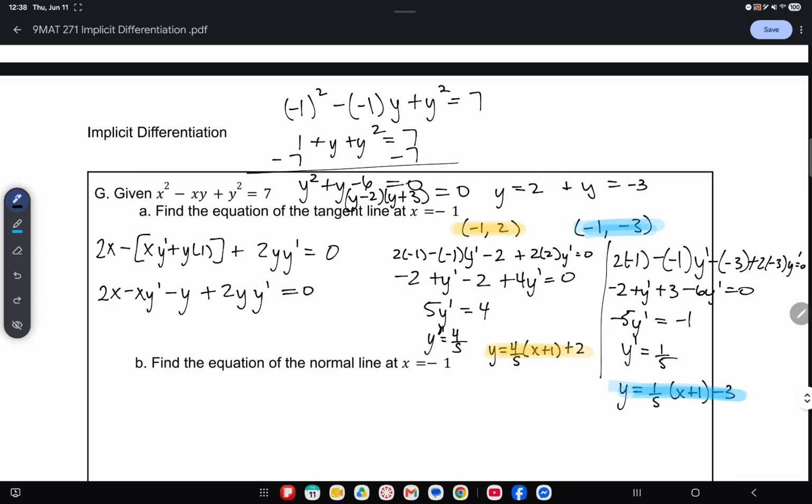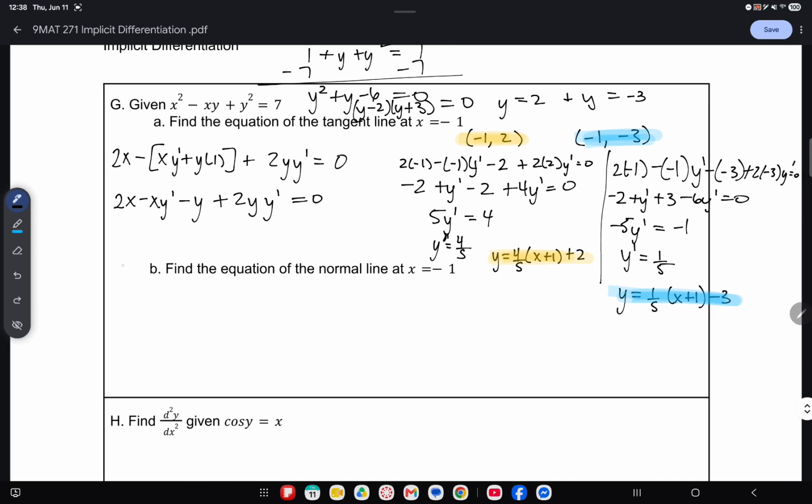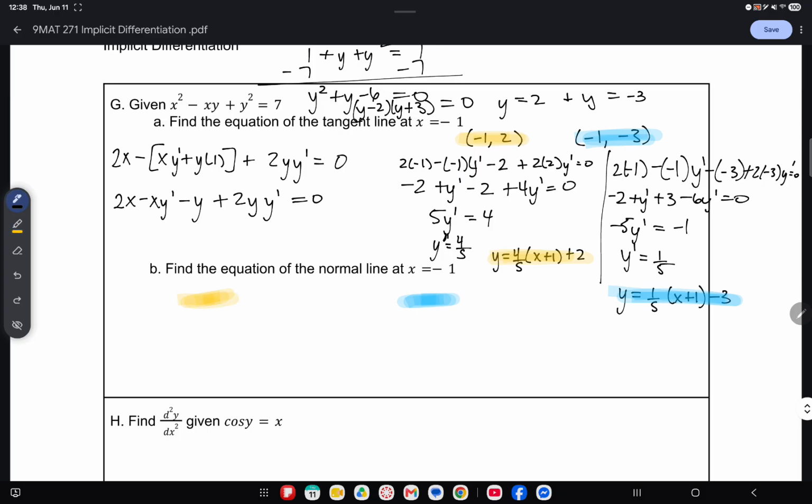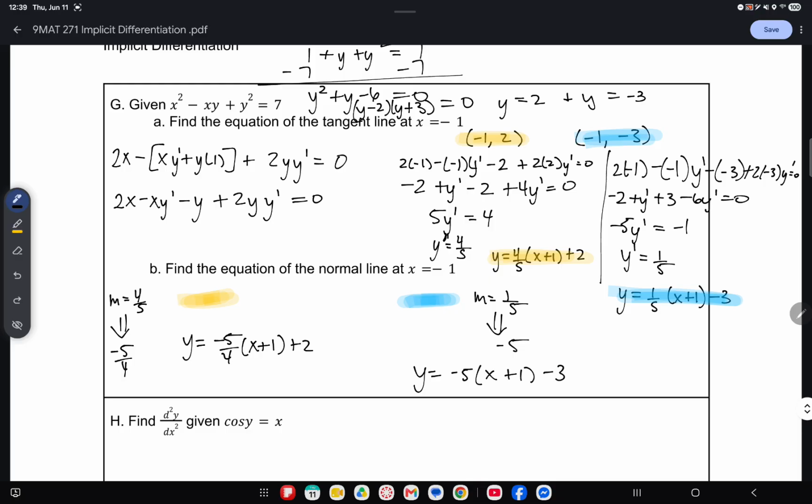And then remember, for the normal line, here I'll do the 2 different colors. I got my blue one and then my yellow one. The only thing we switch are the slopes. So if originally the slope was 4/5, the normal line is going to be -5/4. And that's the only thing we change. So y equals -5/4 x plus 1 plus 2. And for the blue one, the slope was 1/5. So the normal line is -5. So y equals -5 x plus 1 minus 3.